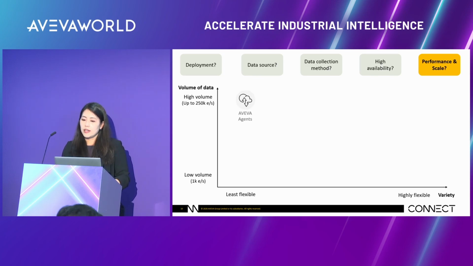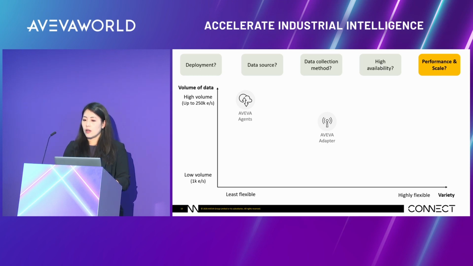So I'll start with AVEVA agents. AVEVA agents support the highest volume of data as of now with all of our offerings, but they're very specific to what data source you're connecting to. So it's a little bit more inflexible in terms of where you're collecting data from. And they're also available currently only for Windows, so it's a little bit more confined to a specific environment.